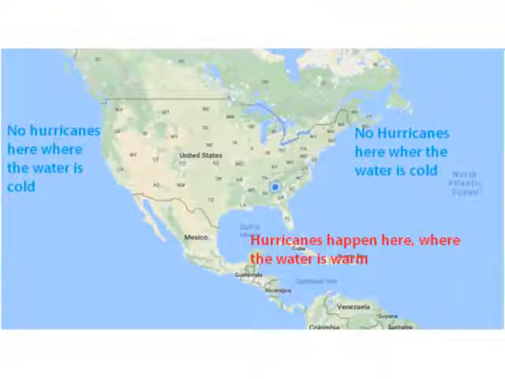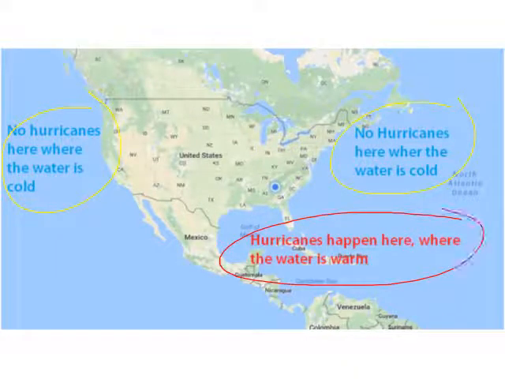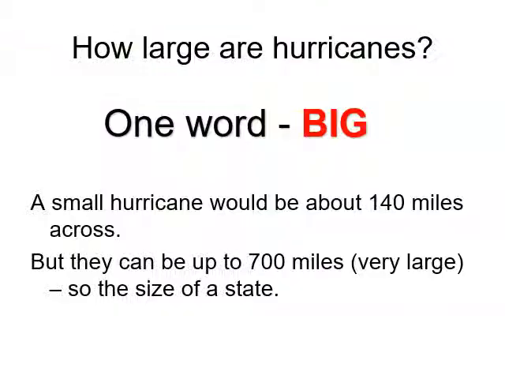So here's kind of a geographic breakdown of this. We don't get hurricanes forming up here. Water's too cold. Don't get too many Pacific hurricanes, at least on the U.S. side, because the water's too cold. Hurricanes happen here because that's where the water is warm.